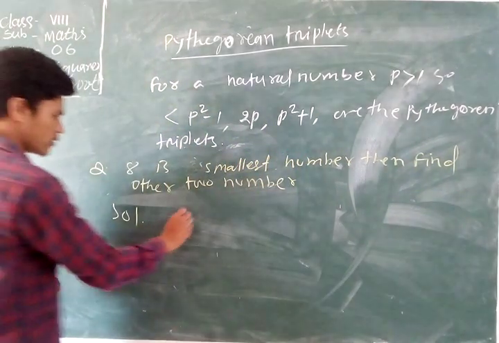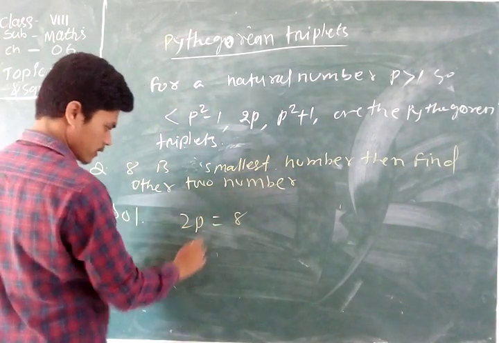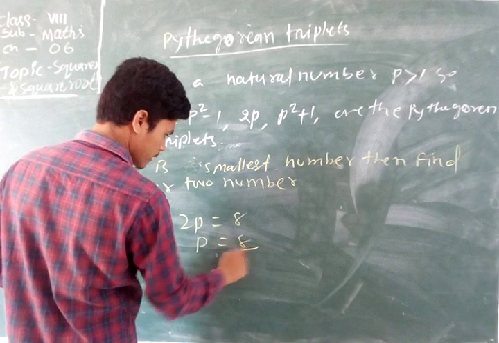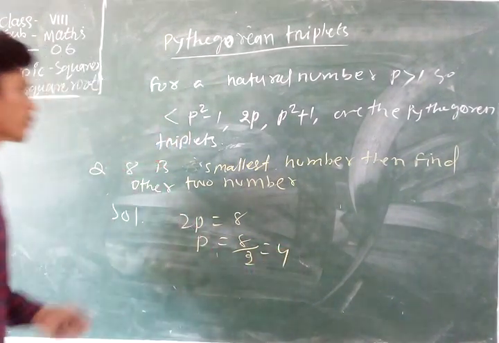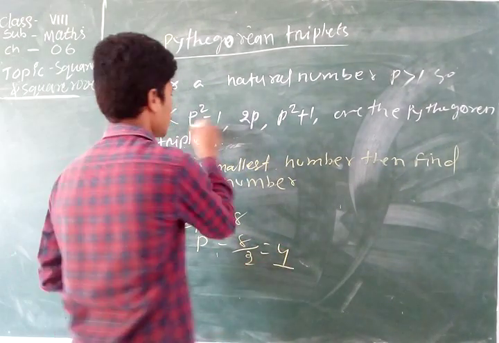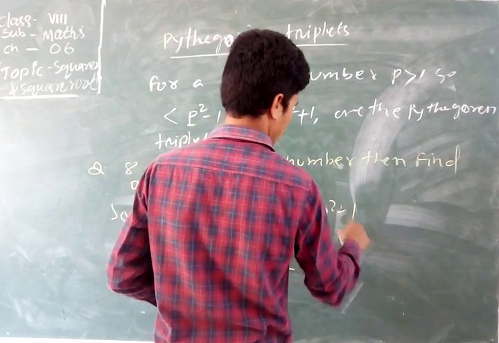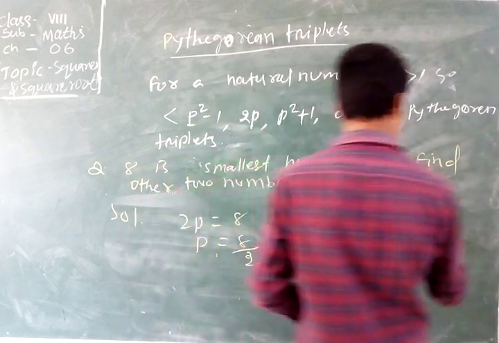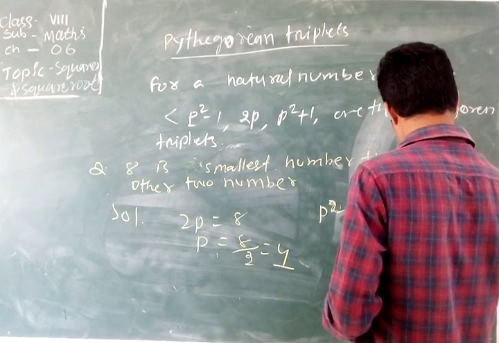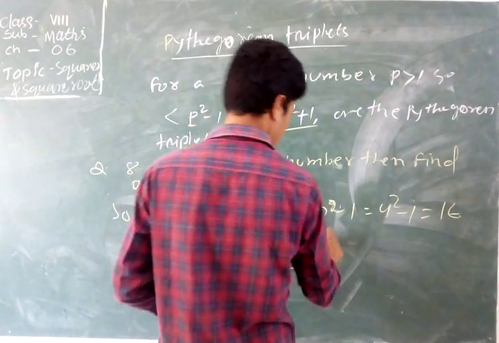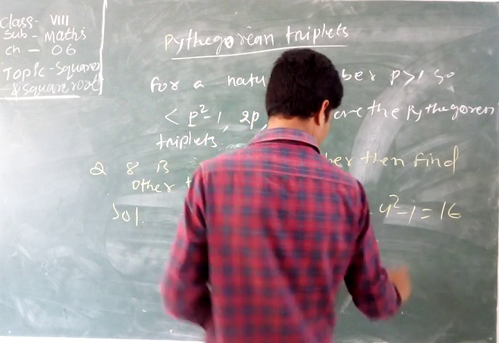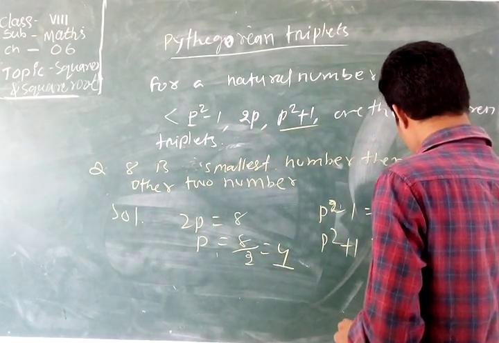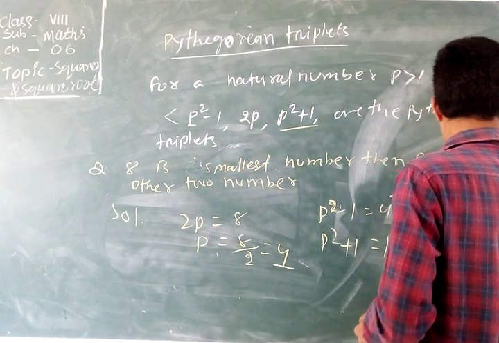When we take 8 as 2p, so p equals what? 8 by 2 equals 4. Then we put the value of p here. P square minus 1 equals 4 square minus 1 equals 16 minus 1 equals 15.